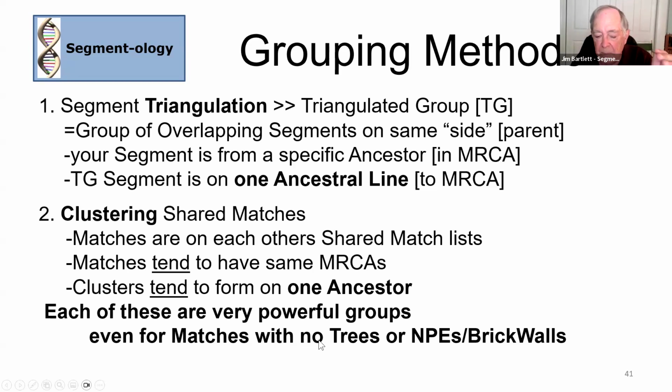This even picks up matches that have no trees or NPEs. It might be NPEs or brick walls to you, beyond your brick walls. These matches will show up in clusters. Even though you don't know how you're related, the DNA is telling you. The DNA is like a magnet pulling these people together with their common ancestors.